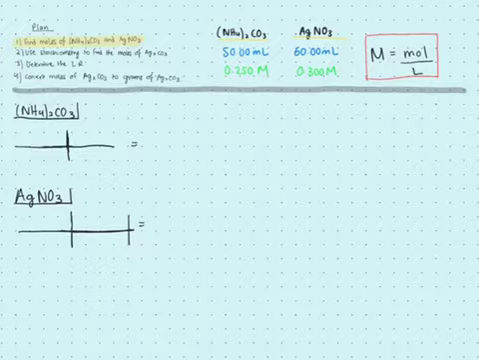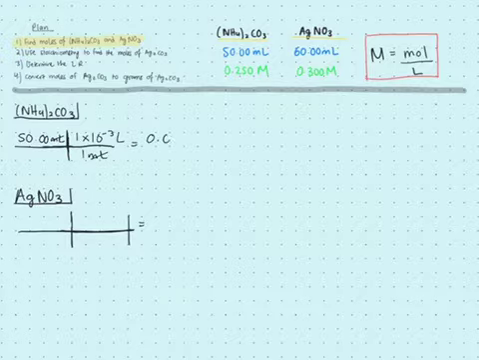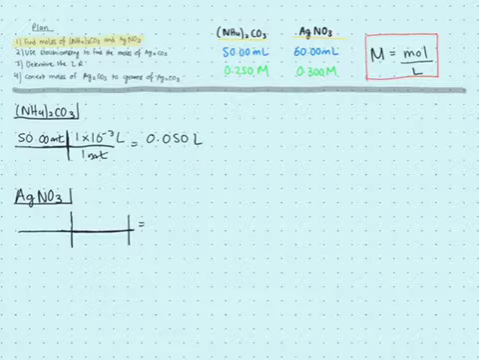So we'll start with ammonium carbonate. So we have 50 milliliters, and we want 1 milliliter on the bottom so that the milliliters cancel, and 1 milliliter is equal to 1 times 10 to the minus 3 liters. So the milliliters cancel, and we get 0.050 liters. Now we can plug our values into our formula.